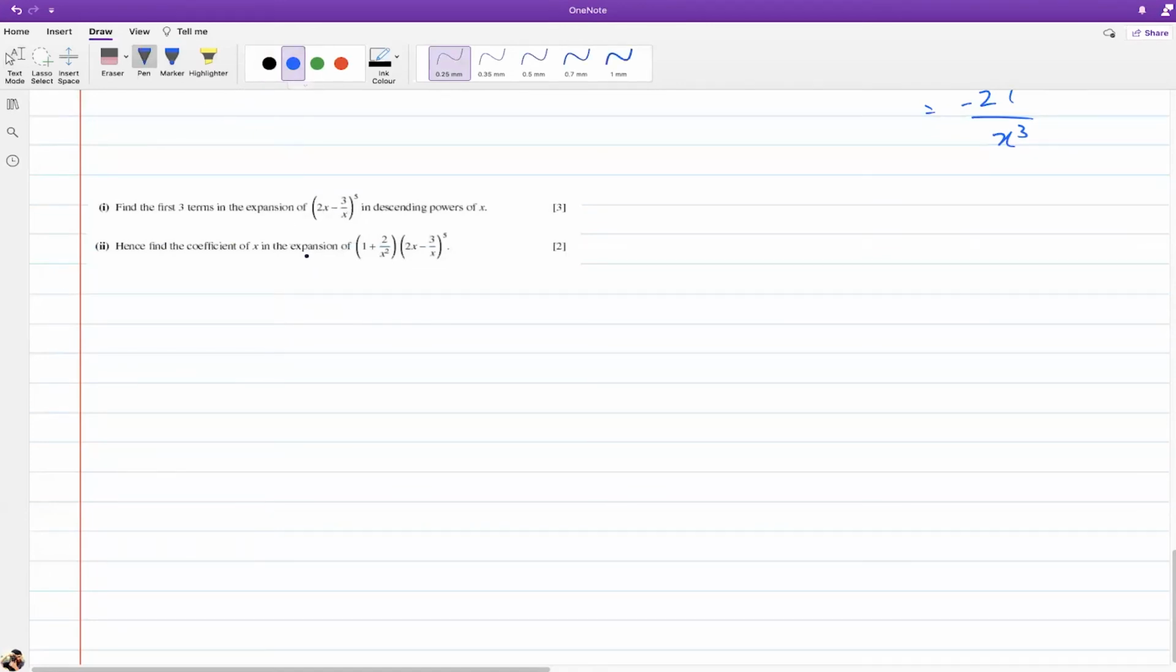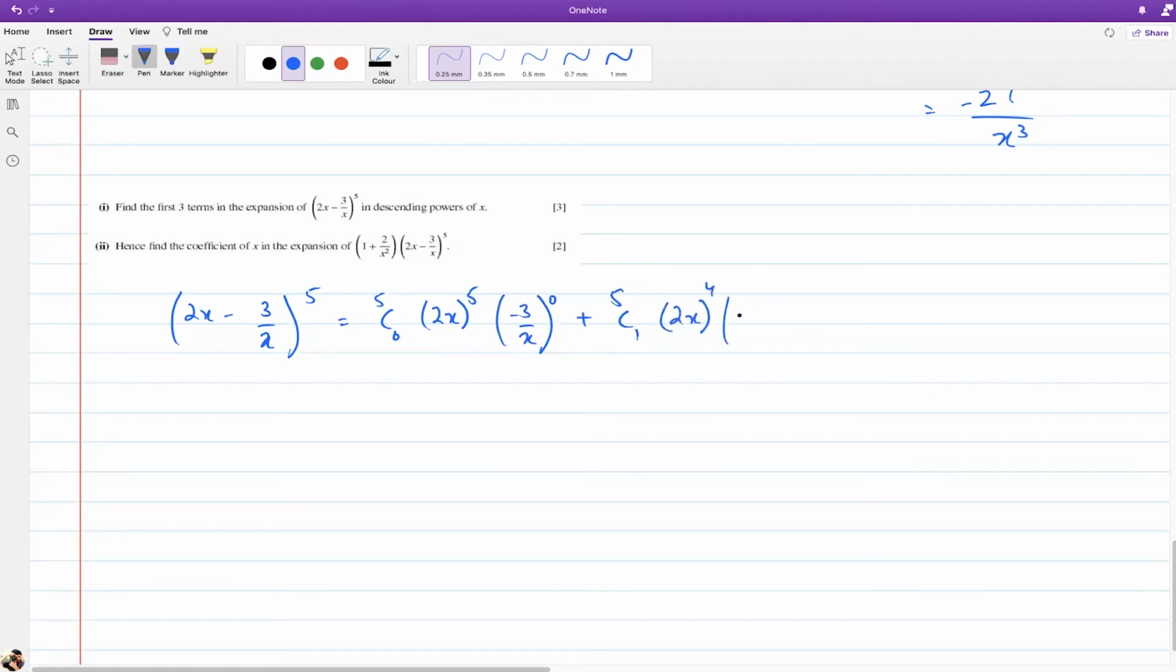All right. So let's just expand this. We have (2x minus 3 over x) to the power 5. So we'll do, okay, 5 is n, 5C0, a to the power 5, b to the power 0, plus 5C1, coefficient number 1, (2x) to the power 4, minus 3 over x, which is b to the power 1, and 5C2, (2x) to the power 3, b to the power 2. They keep on doing this. We are just required to find the first 3 terms. So we have done that.